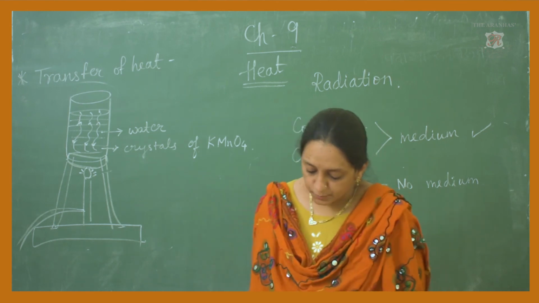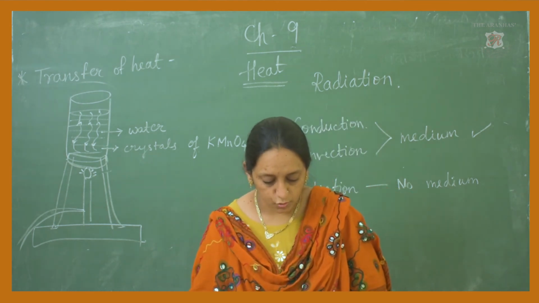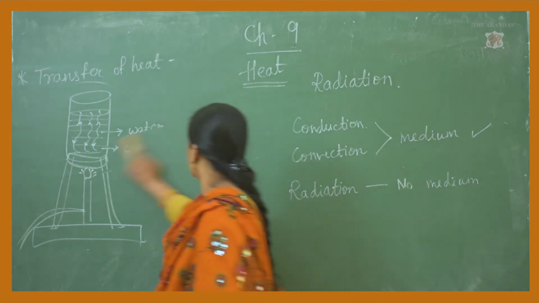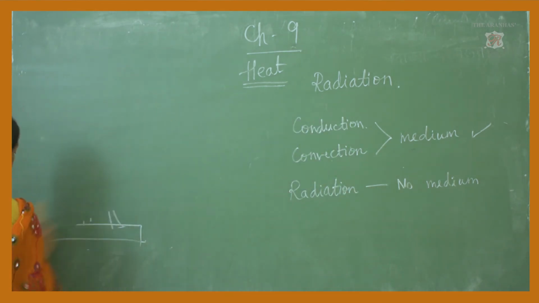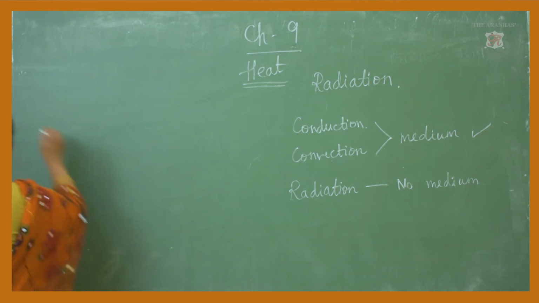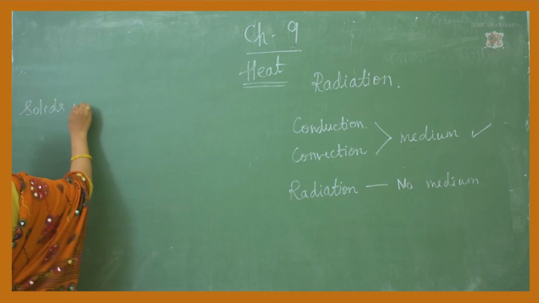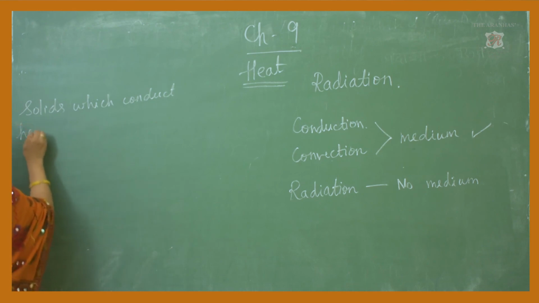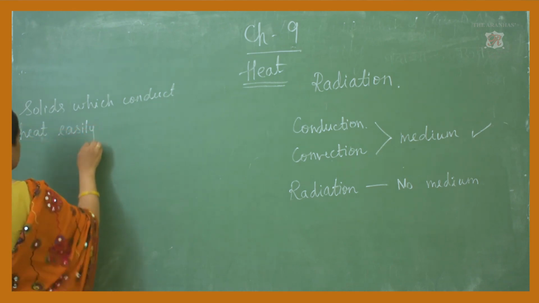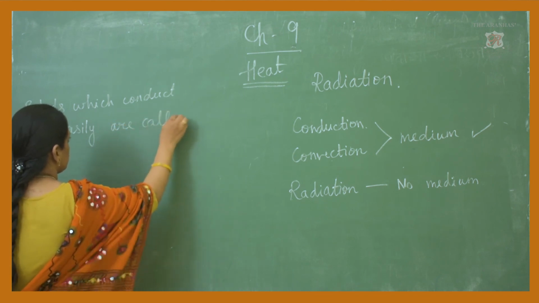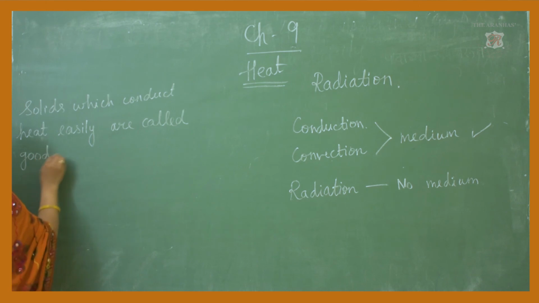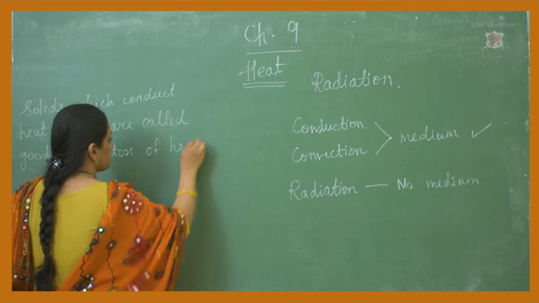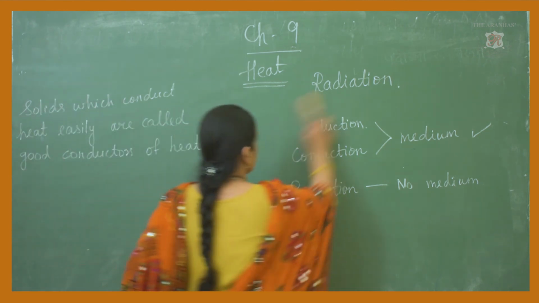Now you have to be perfect with the definition first. Some substances are good conductors. Good conductors are solids which conduct heat easily. Only solids. Remember this definition and write it somewhere. Solids which conduct heat easily are called good conductors of heat. You have to first be perfect with the definition.